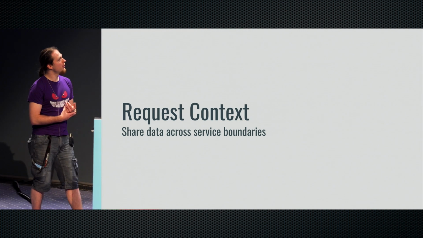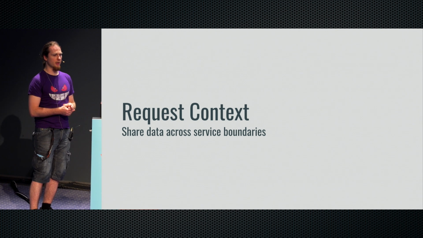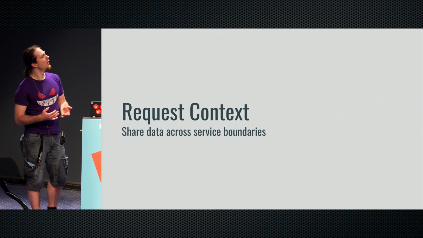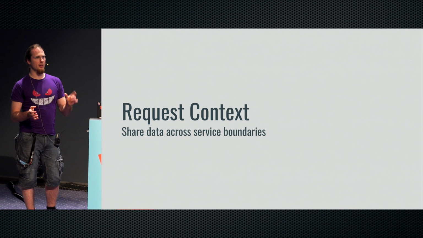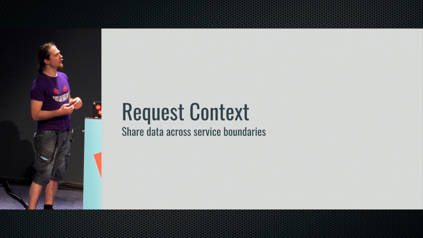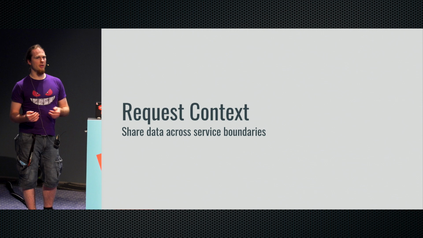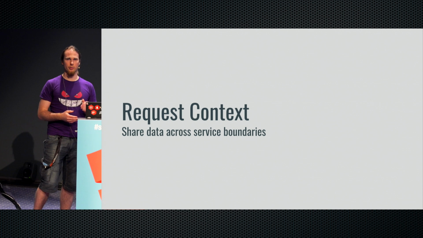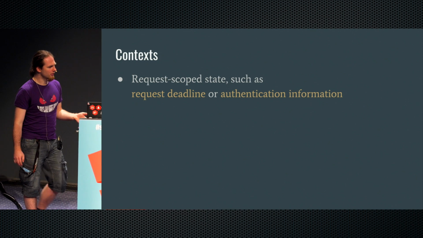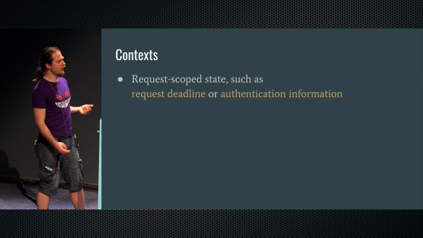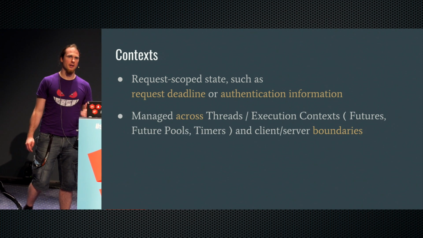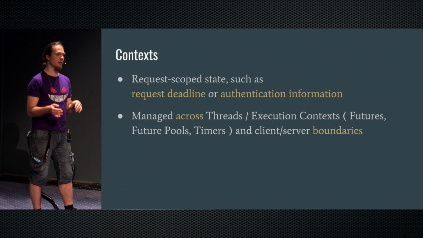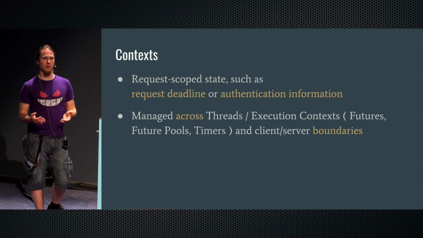So the second thing I want to talk about, which is very important and very useful, are request contexts. When you define your services in a Thrift IDL, you don't want to put all this meta information into your business logic. For instance, you don't want to specify the request timeout or the user authentication requests in every one of your methods that might or may use it. And this is what request contexts are for. It's a request-scoped state, such as authentication information or request deadlines. And Finagle takes care of persisting this and managing this state across threads, execution contexts, future pools, and even between client and server boundaries.